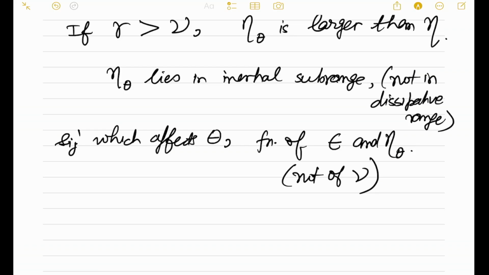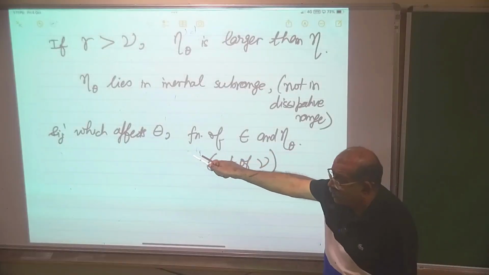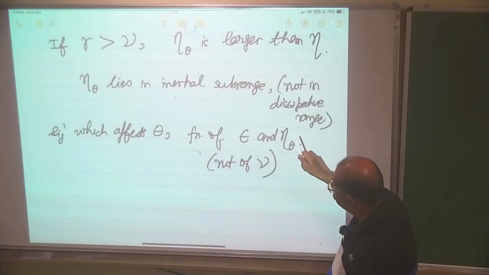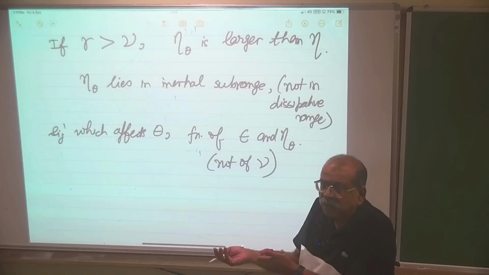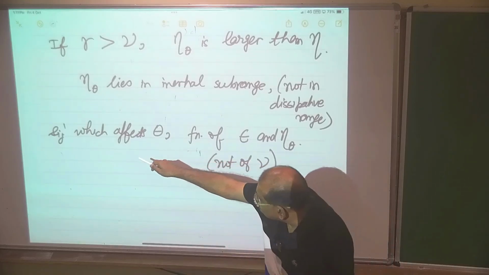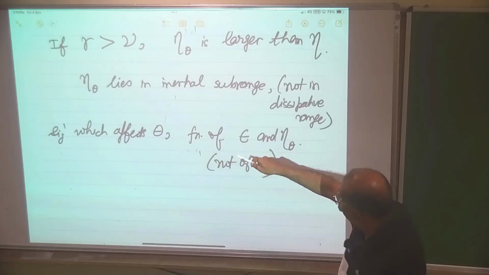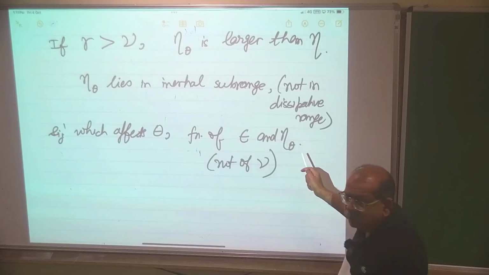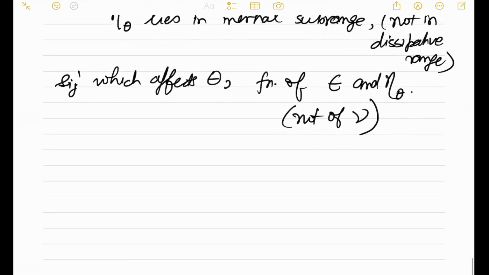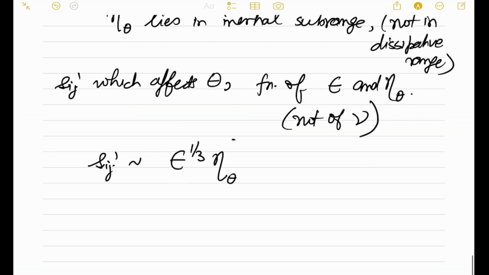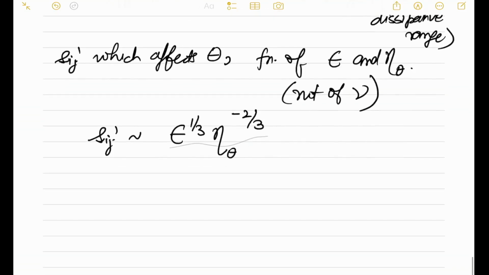See, earlier what we said was that we determine the smallest velocity scale by saying they depend on epsilon and nu. But now the temperature scales are not affected by nu, they are bigger than that. So, the Sij prime which affects theta is a function of only epsilon and the smallest length scale for temperature. Here you can show that this Sij prime goes like epsilon to the power of 1/3 and eta theta to the power of -2/3. This is a pure scaling argument.